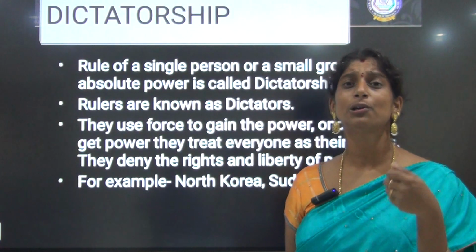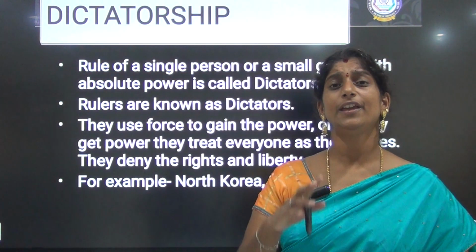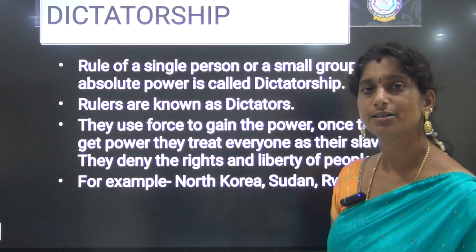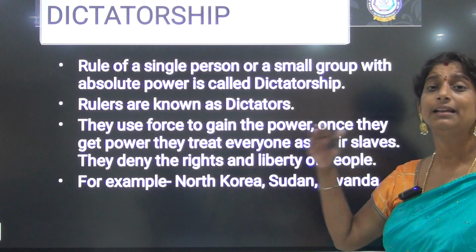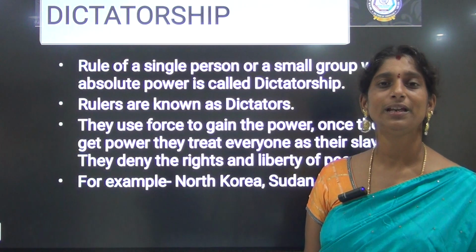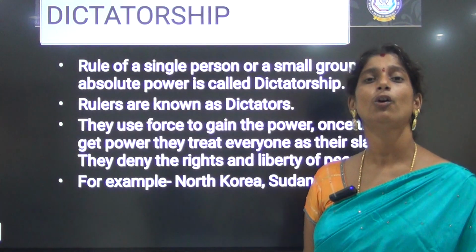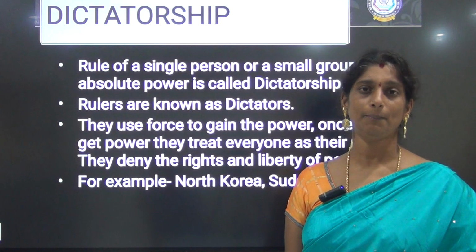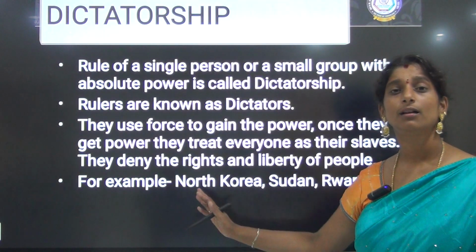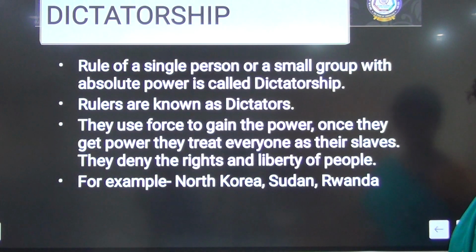Being a ruler of a country, they will have many good powers also, but what they did was use their power to treat people like slaves. They denied the rights and the liberty of the people. They didn't allow the people to live freely. They denied all the rights which the people are eligible for. They denied everything for the people. So the examples are North Korea, Sudan and Rwanda.